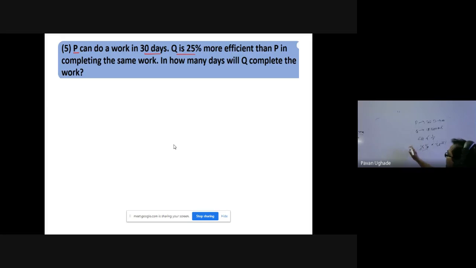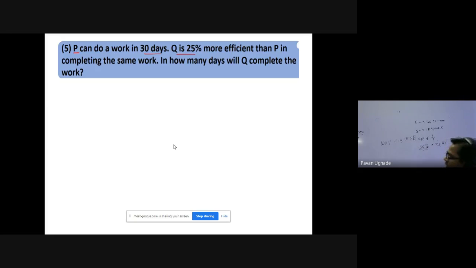Now it is very simple. I can write in different way, or I can first explain you by your way, and then I'll take up in different words. Okay, let it be like this. Let me take up, I'll write down 100% efficiency if I consider of P, which is equal to 125% of Q, as they are saying.